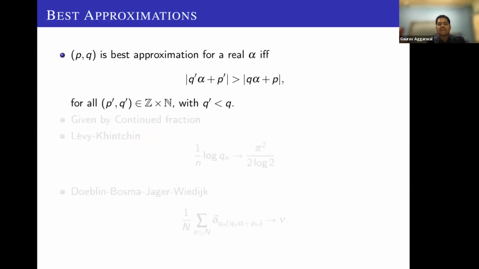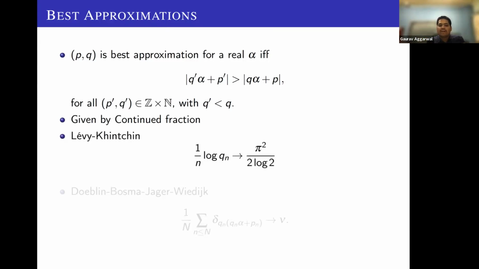So let me start. What do I mean by a best approximation? Suppose PQ is called the best approximation for a real number alpha if the error term Q alpha plus P obtained at level Q is smaller than all its previous values. So Q alpha plus P, this error term is smaller than the error obtained at earlier levels, Q prime alpha plus P prime, where Q prime is less than Q. And it's well known for real alpha that these are exactly given by the continued fraction of alpha.